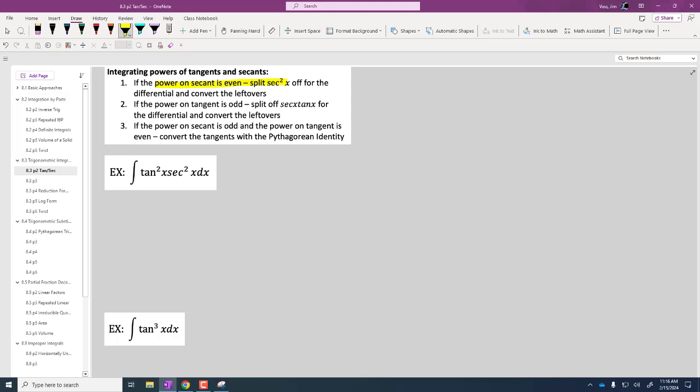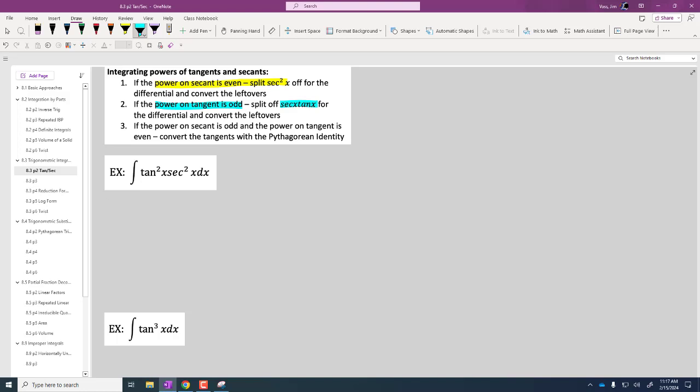If the power is even and we pull off a secant squared, we still have an even number of secants, so they can be converted with the Pythagorean theorem. The Pythagorean theorem only converts even powers. Now the other case: if the power on tangent is odd, then we want to pull off a secant tangent. If we take off a secant tangent and put it with the differential, what do you think we want to let u equal?